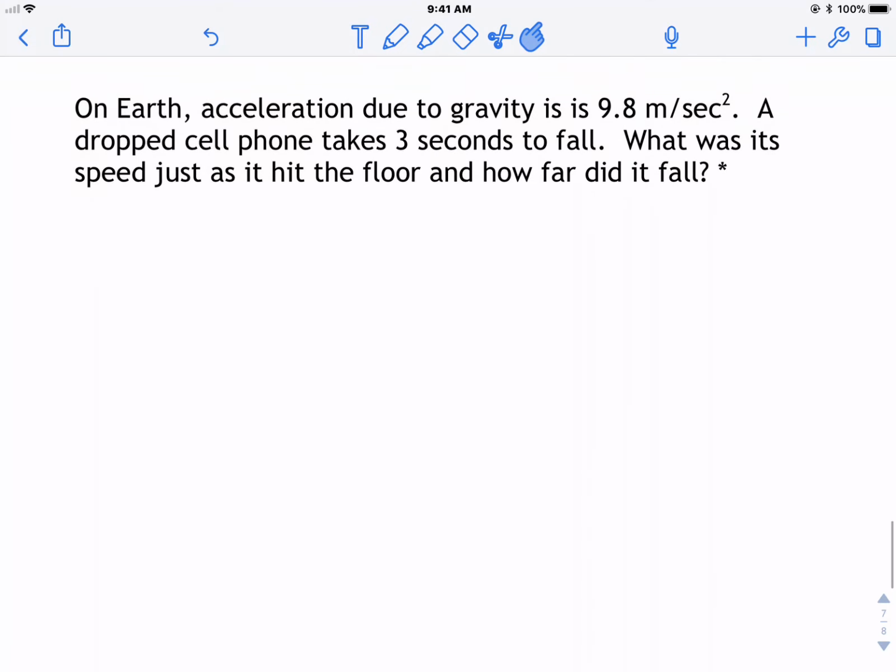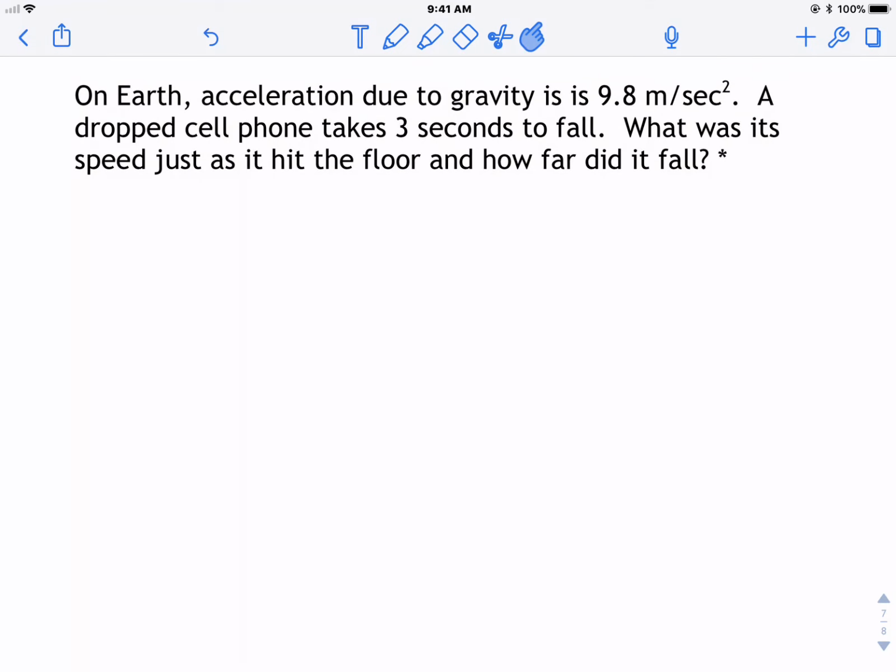Using antiderivatives, then, we can figure out more complex problems. As we were reading through FRQs, we were trying to figure out all the different cues that told us that we needed to do certain calculus operations. In this problem, it says on Earth, acceleration due to gravity is this. They gave me an acceleration function. So I'm going to record that my acceleration due to time is 9.8.